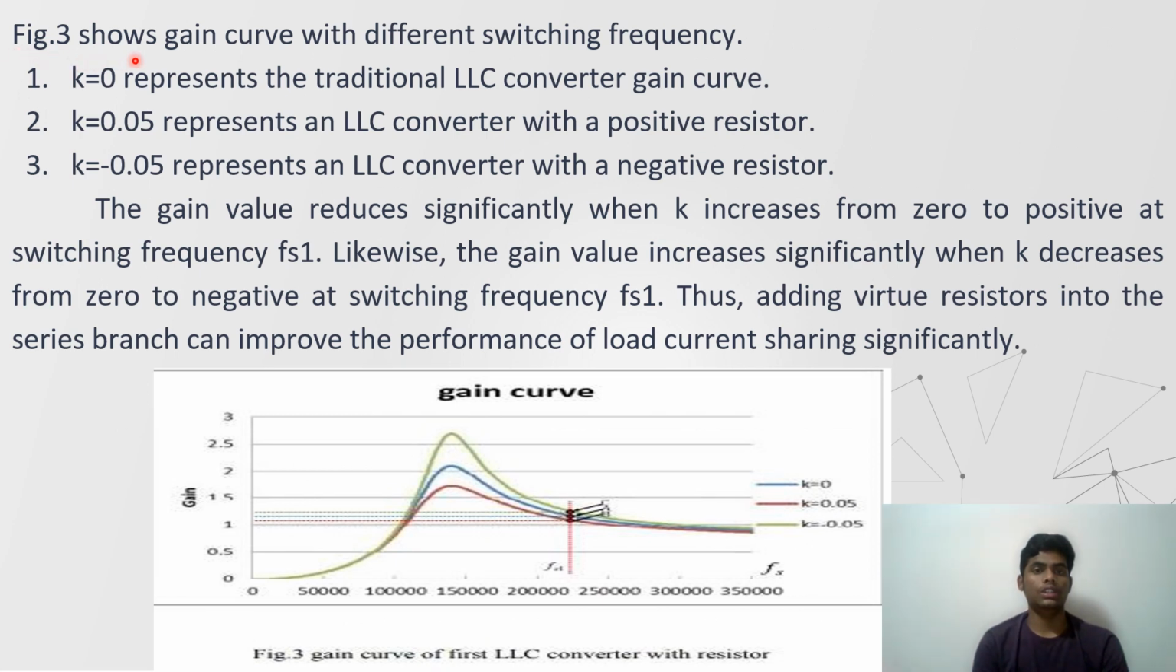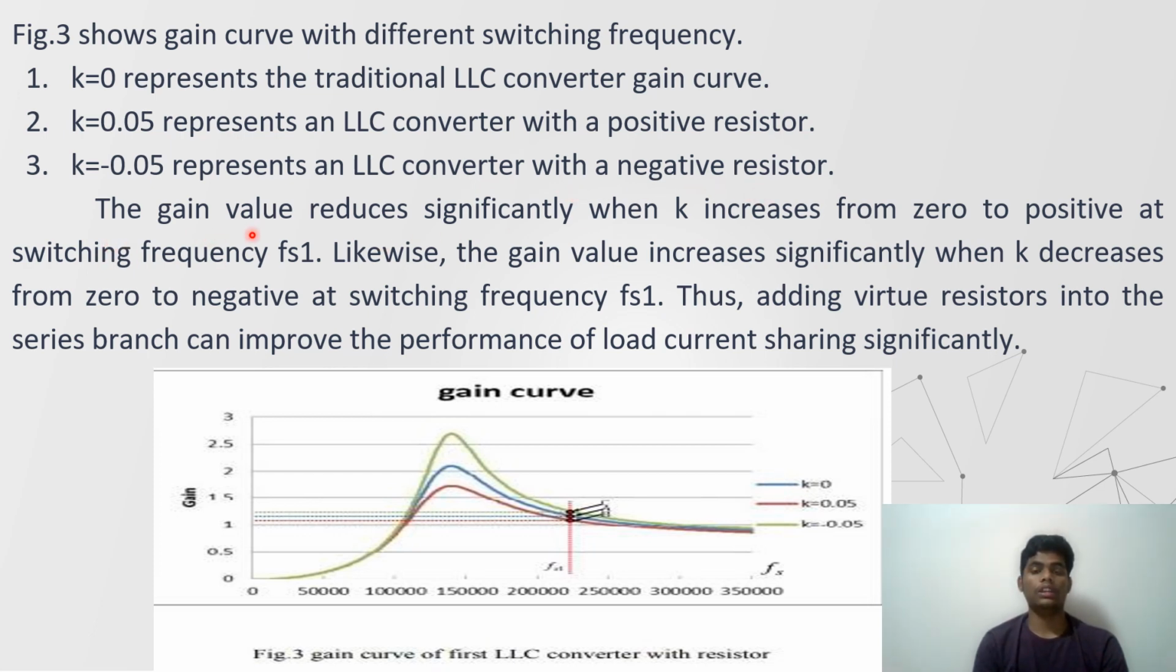Figure 3 shows the gain curve with different switching frequencies. First, K equals 0 represents the traditional LLC converter gain curve. Second, K equals 0.05 represents an LLC converter with a positive resistor. Third, K equals minus 0.05 represents an LLC converter with a negative resistor.